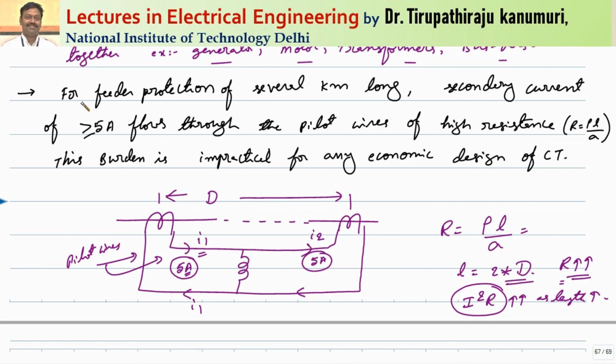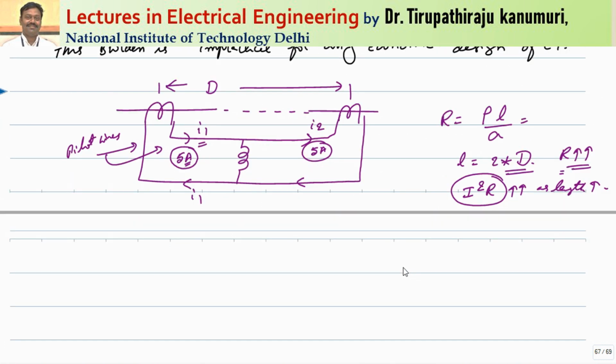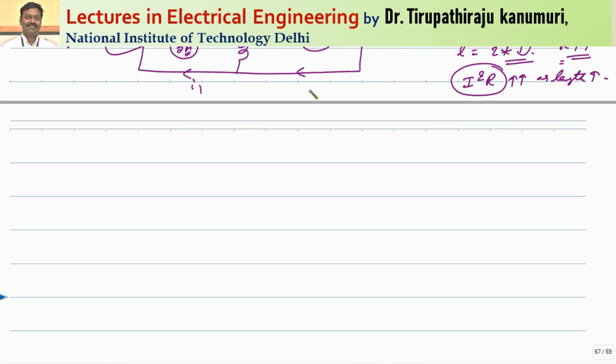I am just repeating this once again, then we will proceed further. For feeder protection several kilometers long, a secondary current of greater than or equal to 5 amperes flows through the pilot wires of high resistance. So this burden is impractical for any economic design of the CT. This is for the case of the overcurrent differential relay, which we discussed in our previous class.